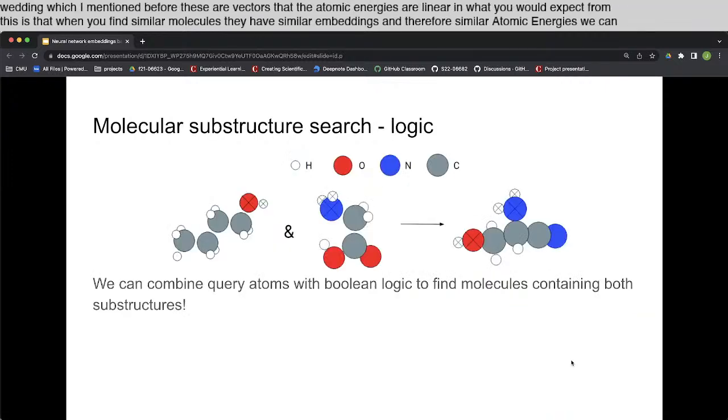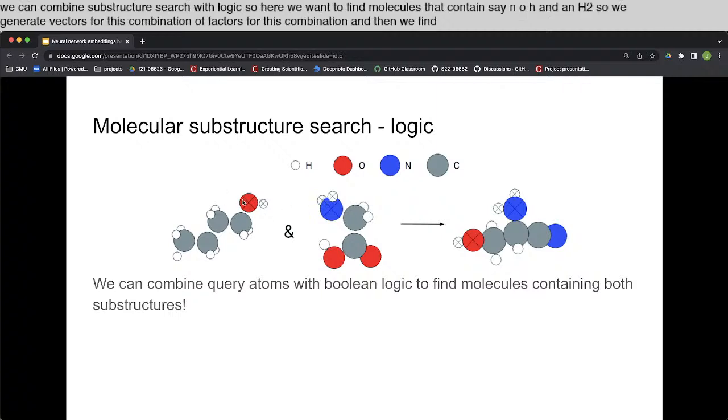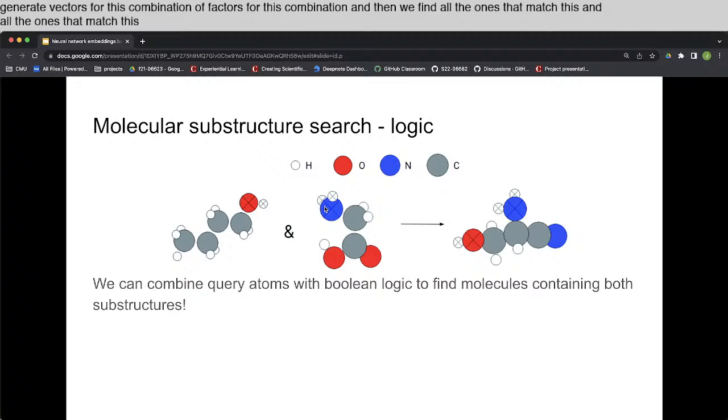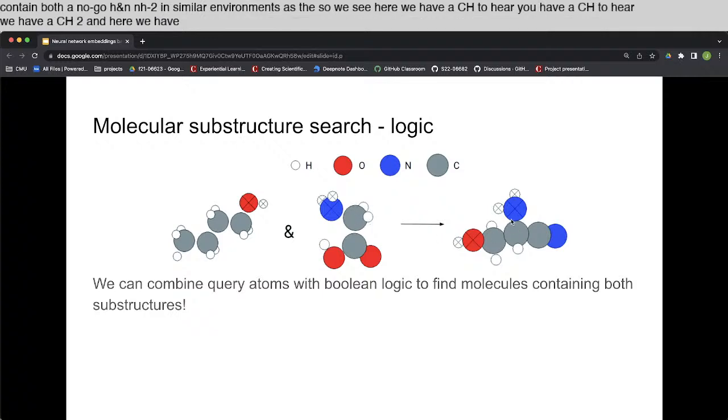We can combine substructure search with logic. So here we want to find molecules that contain, say, an OH and an NH2. So we generate vectors for this combination and vectors for this combination. And then we find all the ones that match this and all the ones that match this. And then we do a logical AND between those sets to find molecules like this one that contain both an OH and an NH2 in similar environments as this. So we see here we have a CH2, here we have a CH2, here we have a CH2, and here we have a CH2. So lots of interesting ideas that you can use in combining the search structures and the queries.